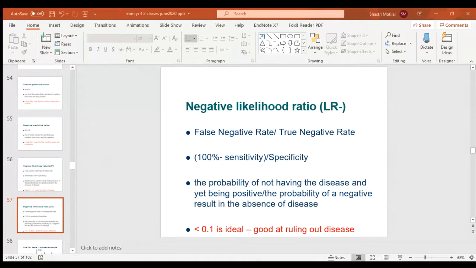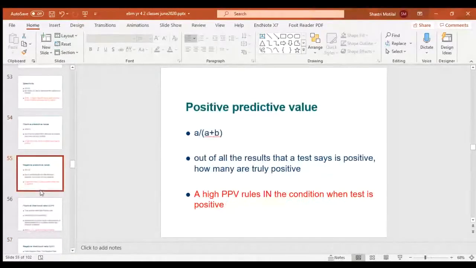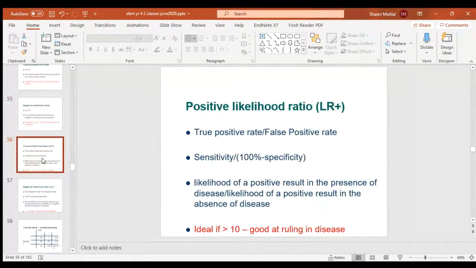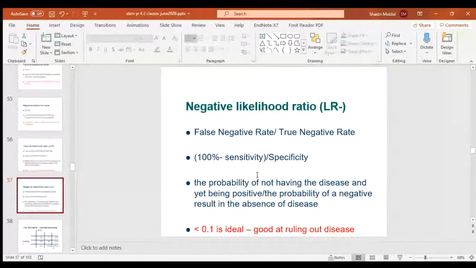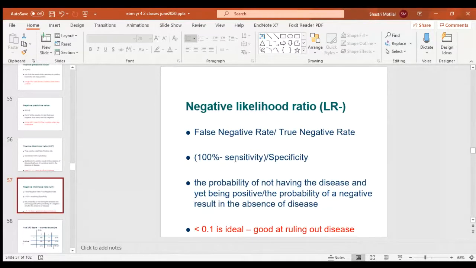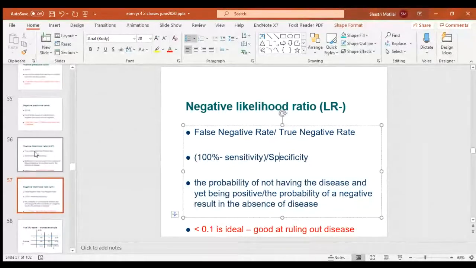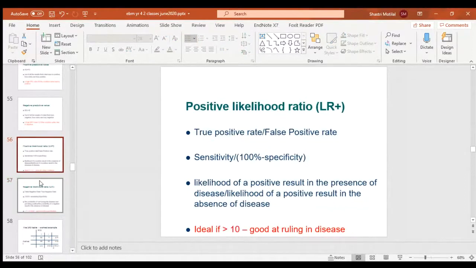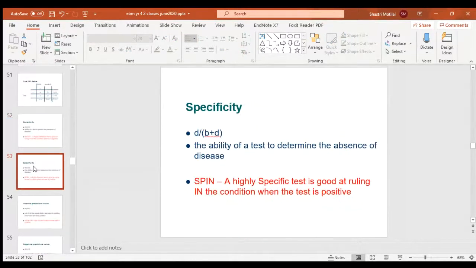And by extension, we say a high positive predictive value is good at saying, yes, the person has the disease. A high negative predictive value is good at saying, yes, the person does not have the disease. And a high positive likelihood ratio, if it's more than 10, means, yeah, the person has the disease. A negative likelihood ratio, if it's less than 0.1, says, no, the person does not have the disease. Now, what I would say is positive likelihood ratio and negative likelihood ratio are calculated from sensitivity and specificity. So generally, these values depend on sensitivity and specificity.